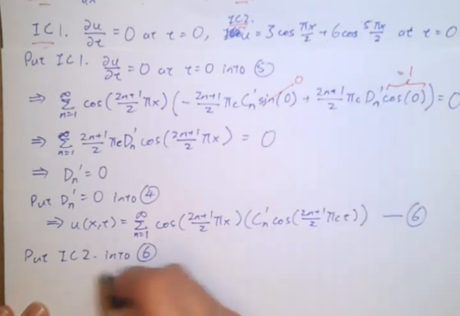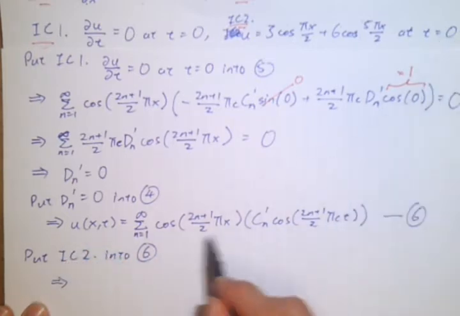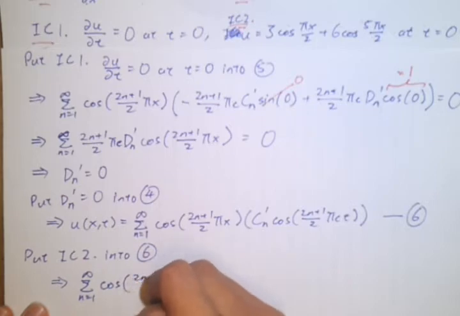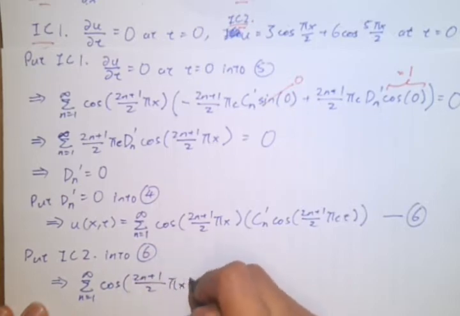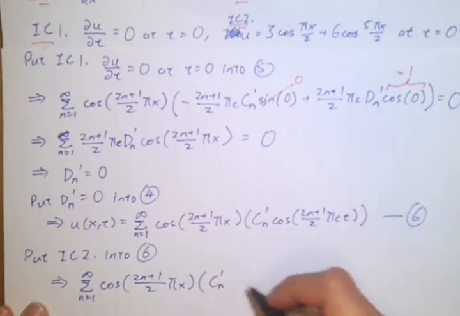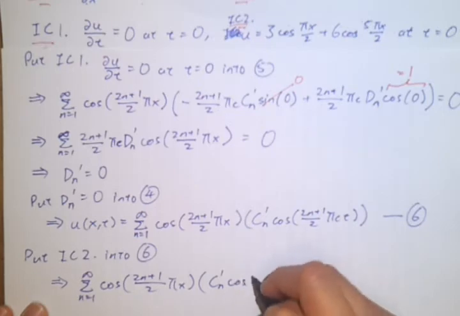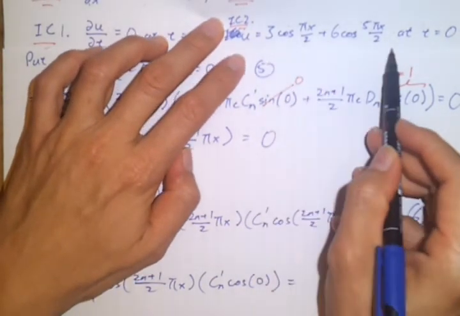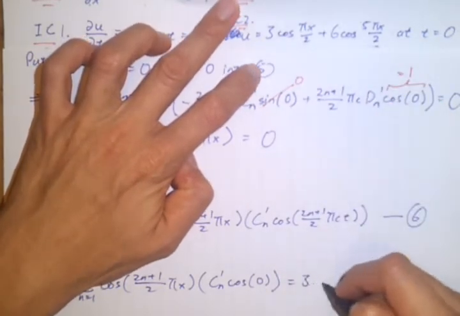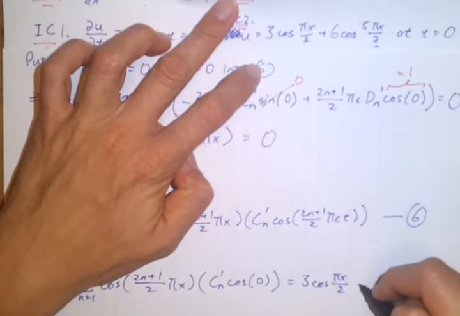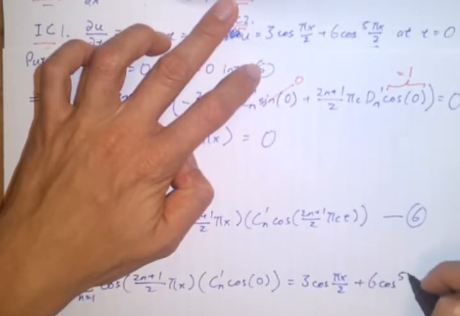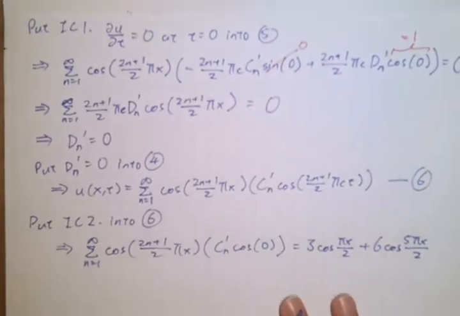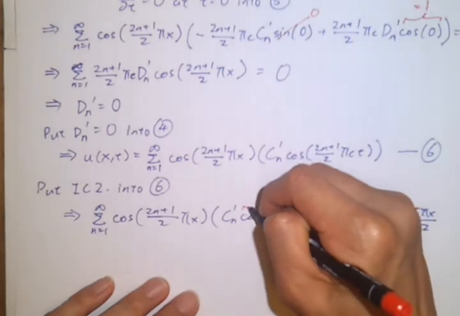So I'm going to put t equals 0 inside here, so you get this. So this is cn prime. Putting t equals 0 here is just cos 0. And what must this be equal to? Well, this must be equal to this, up here: 3 cos pi x over 2 plus 6 cos 5 pi x over 2. Okay, so cos 0 again is 1.